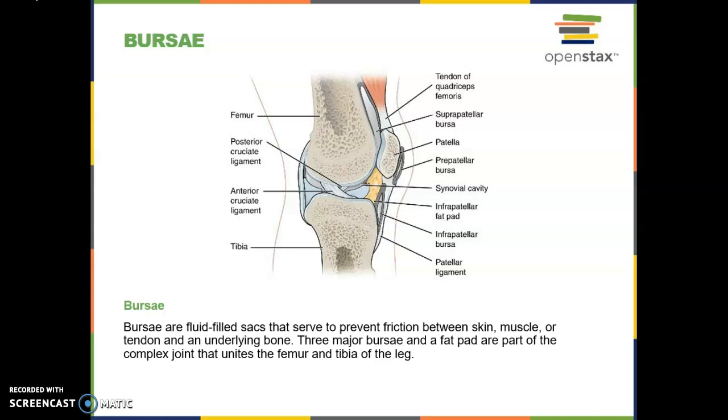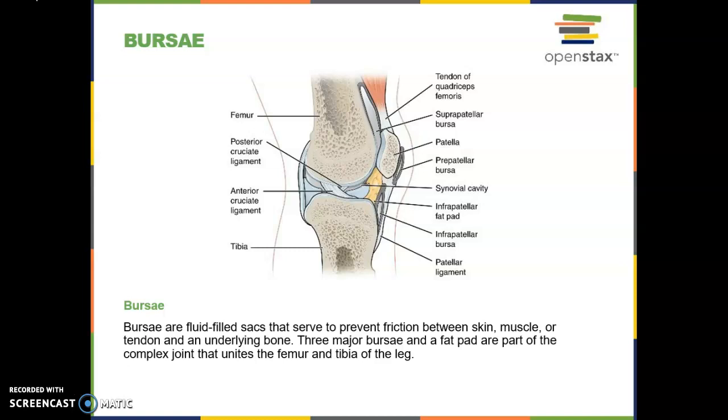Now, additional structures that help maintain the synovial joints are, the first one is bursae. Bursae is a fluid-filled sac that serves to prevent friction between skin, muscles, or tendons and an underlying bone. Three major bursae and a fat pad are part of a complex joint that unites the femur and the tibia of the leg. Therefore, we are specifically looking at the knee joint here in the picture.